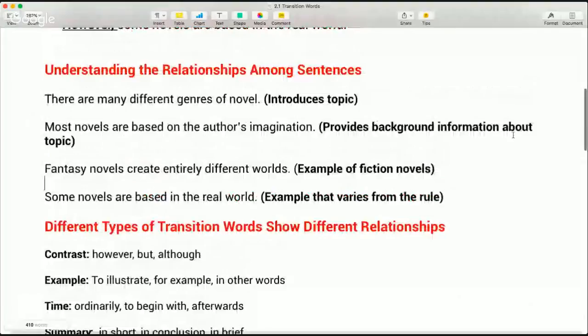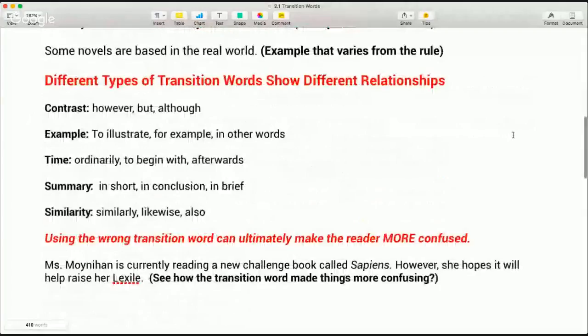Different types of transition words show different relationships. It's super important that you understand exactly what relationship each transition word has. On Rethink for today's lesson, I've attached a document that has a series of transition words categorized by relationship. So all of the words that show contrast are together, all of the words that are summary are together, all of the words that are time are together, etc.